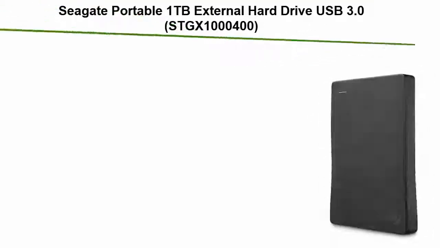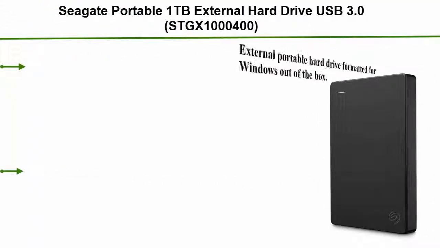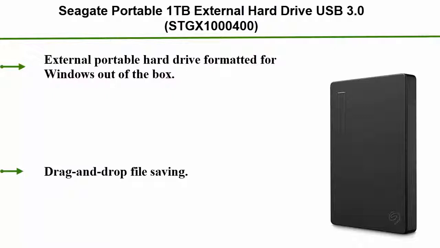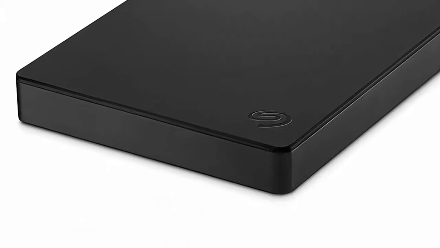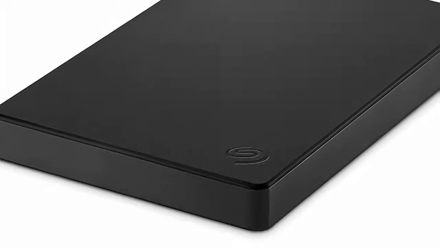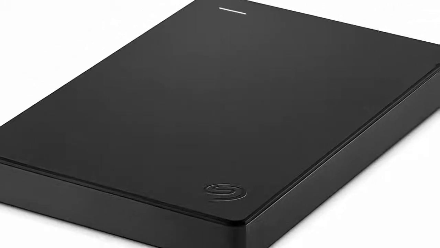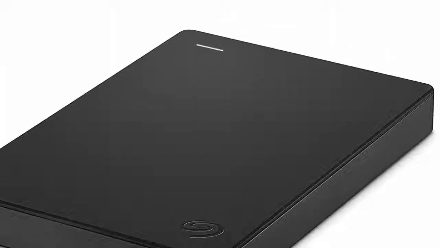Top 5. Seagate Portable 1TB External Hard Drive, USB 3.0. External portable hard drive formatted for Windows out of the box. Drag and drop file saving. USB 3.0 powered. For Mac compatibility, this hard drive requires reformatting. Reformatting the drive will erase all content unless it is backed up to another drive. Refer to the application guide for guidance on this process.